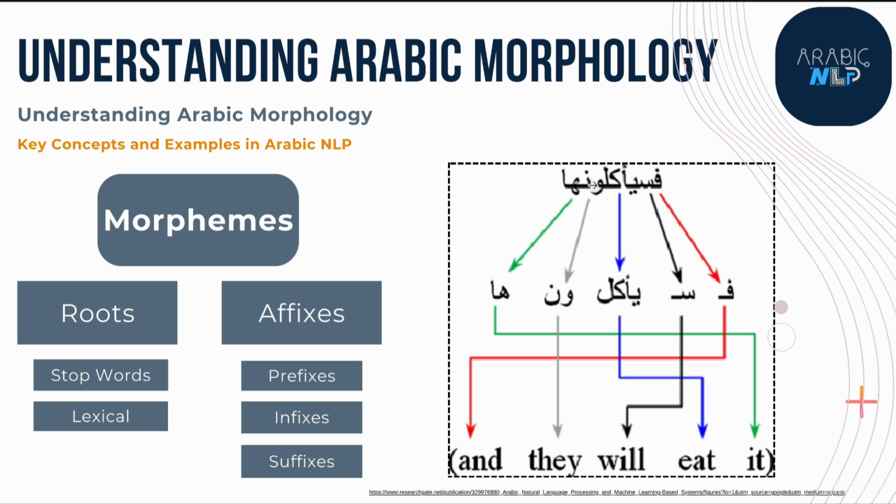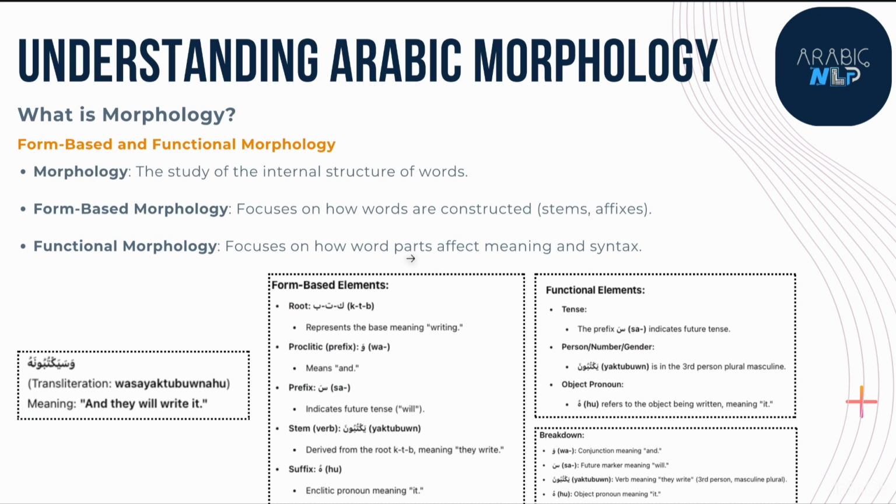to explain these concepts for you, and the main thing is called the morphemes, which is divided into the roots and the affixes. The roots include two things, which are the stop words and the lexical part of the word. And we have the affixes, which are the prefix, the infix, and the suffix. We have different terms for them, so we'll try to understand them.